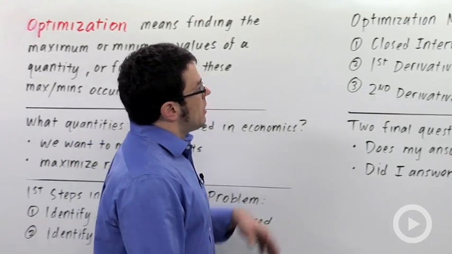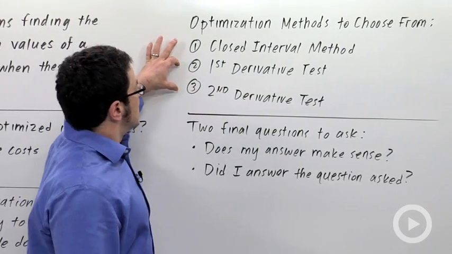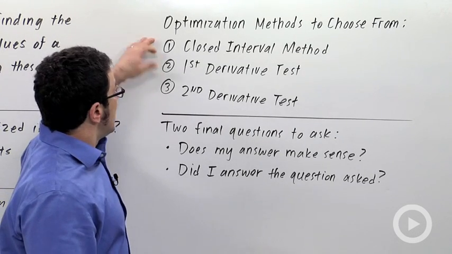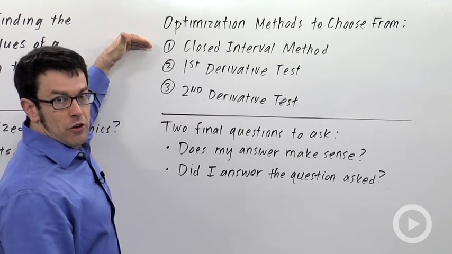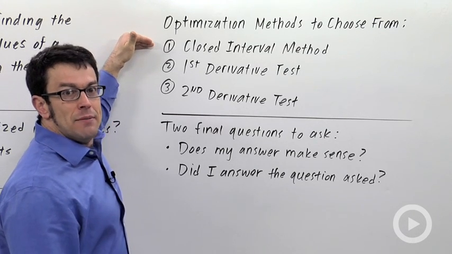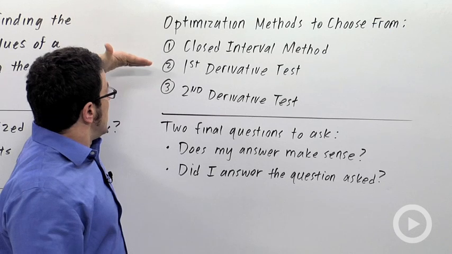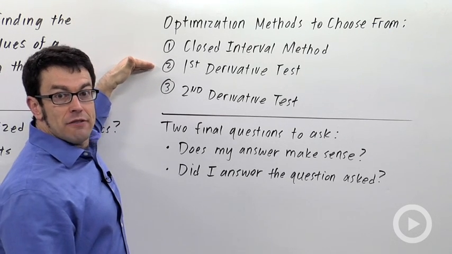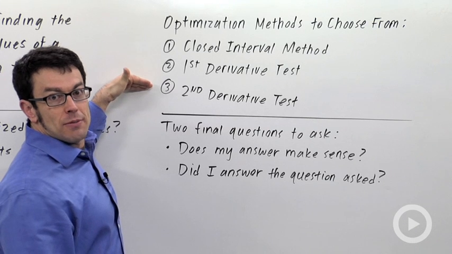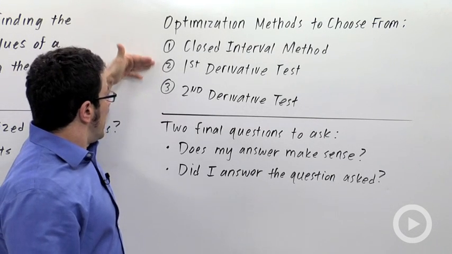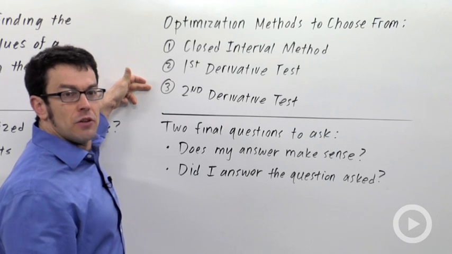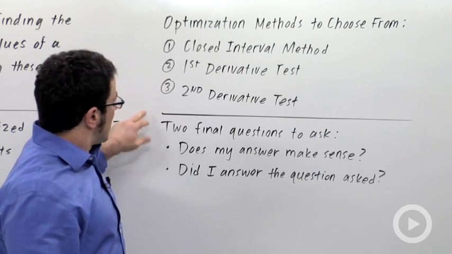And then over here, we have 3 optimization methods that we've studied. You can choose from any of these depending on what seems appropriate for the problem. If you do have a feasible domain which is a closed bounded interval, you can use the closed interval method, which is an easy method, and that's why you might want to prefer that. You can use the first derivative test for absolute max-mins, or the second derivative test for absolute max-mins. You might want to choose which one of these you use depending on how easy it is to actually calculate the second derivative.